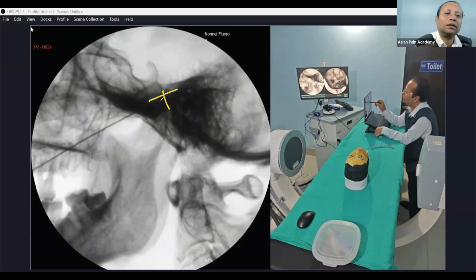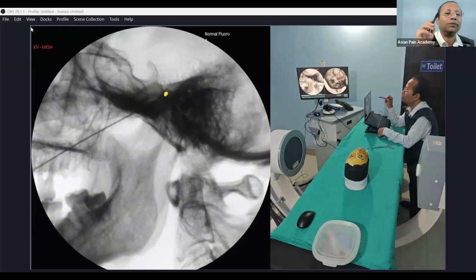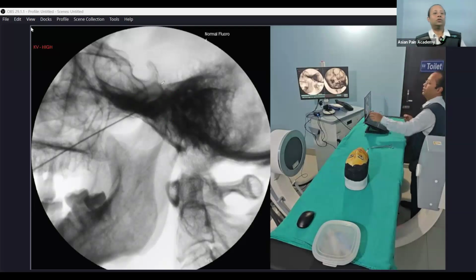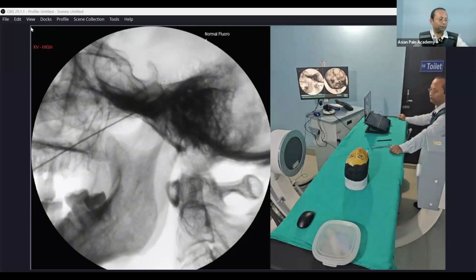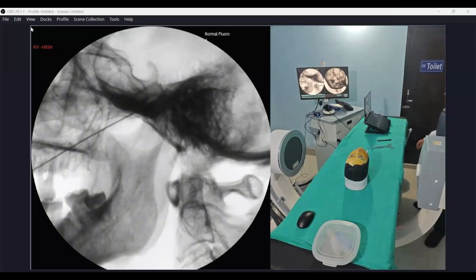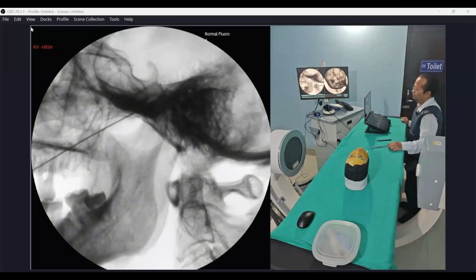This is the junction. Okay. So this part comes like this. So this is the junction. So this is the position for V3. If we go lateral to it, it is V3, and if we go medial, it is V2, sir.